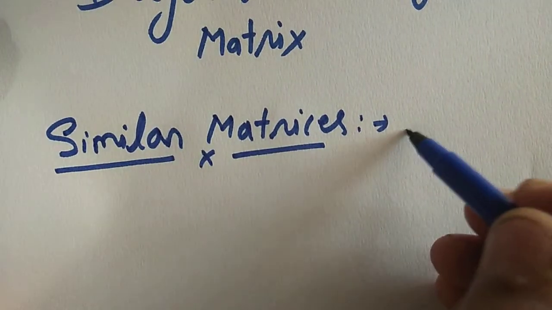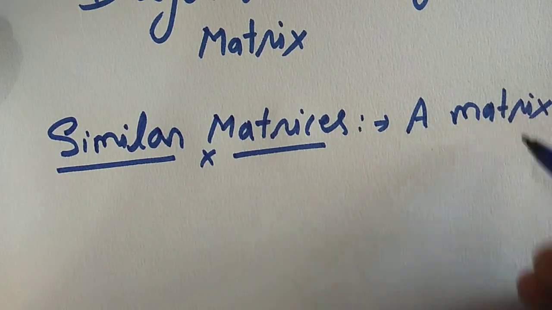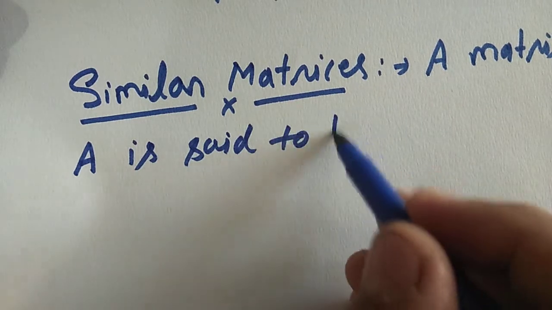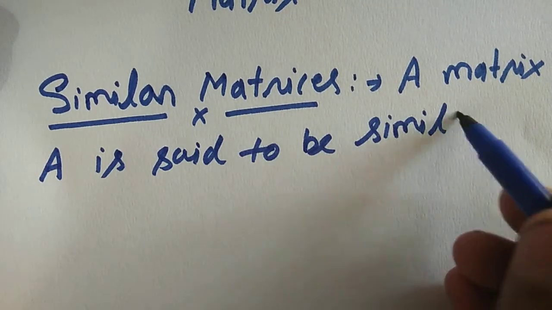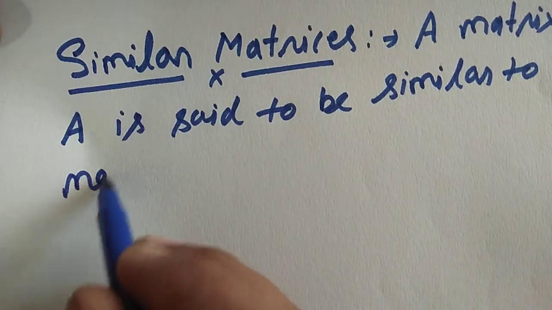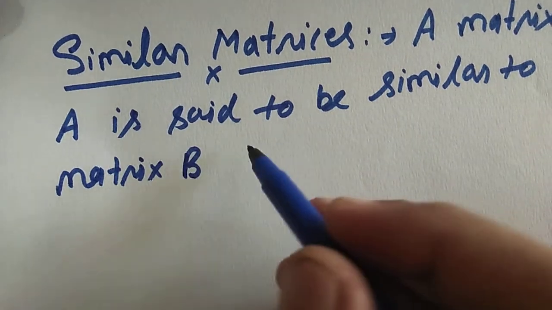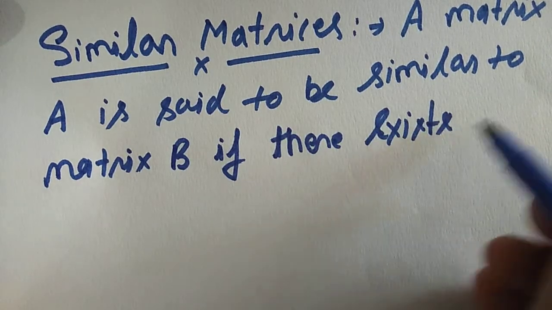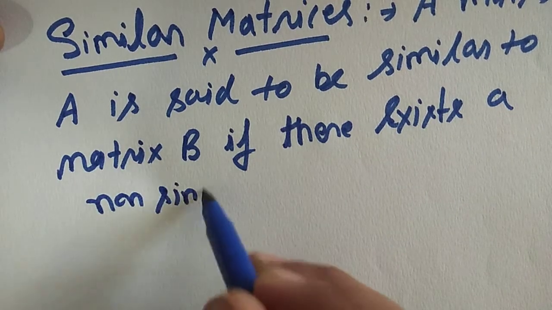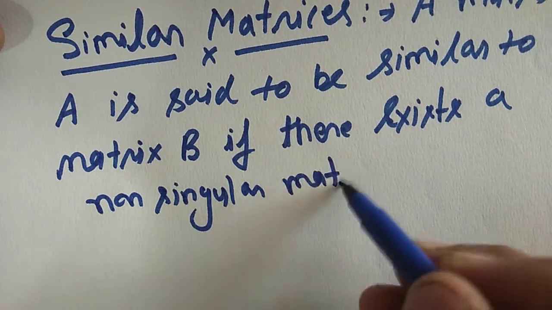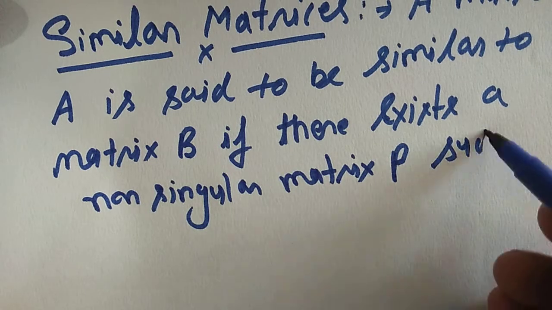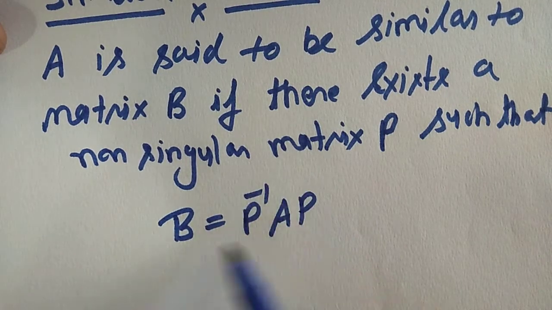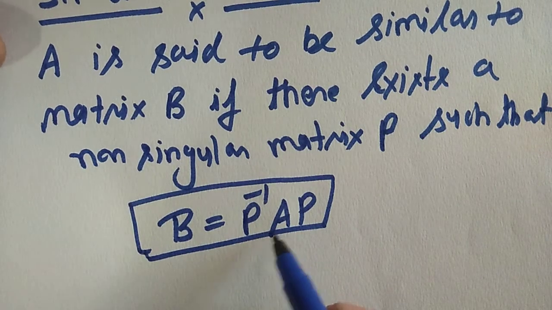Similar matrices. A matrix A is said to be similar to matrix B if there exists a non-singular matrix P such that B equal to P inverse AP. Then A is called similar to B matrix.